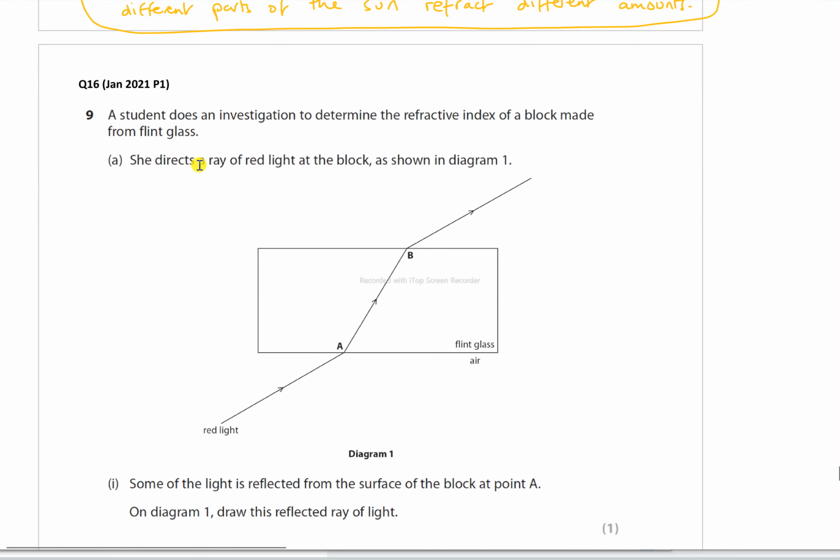Okay, let's try to squeeze this one in. So this is low density. This is high density. Right, let's draw the normal in. Remember, normal is at 90 degrees. We don't need to draw that 90 degree in. And then you've got the same thing here. That's your normal. That line is called the normal.